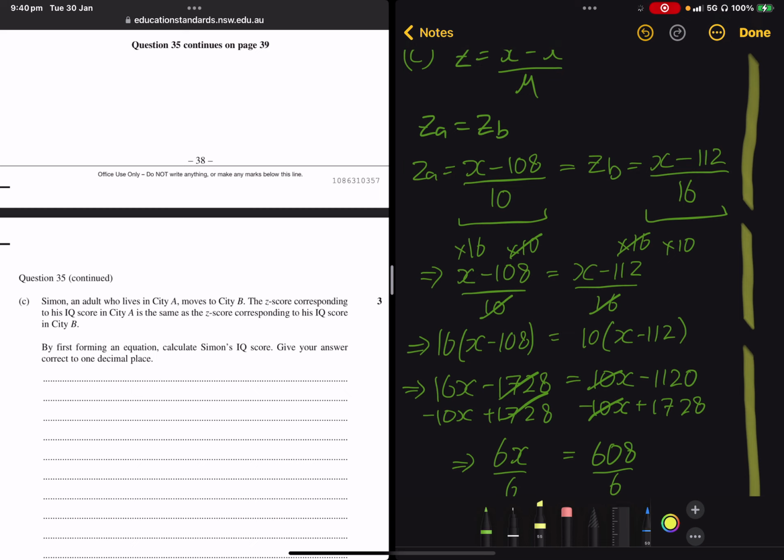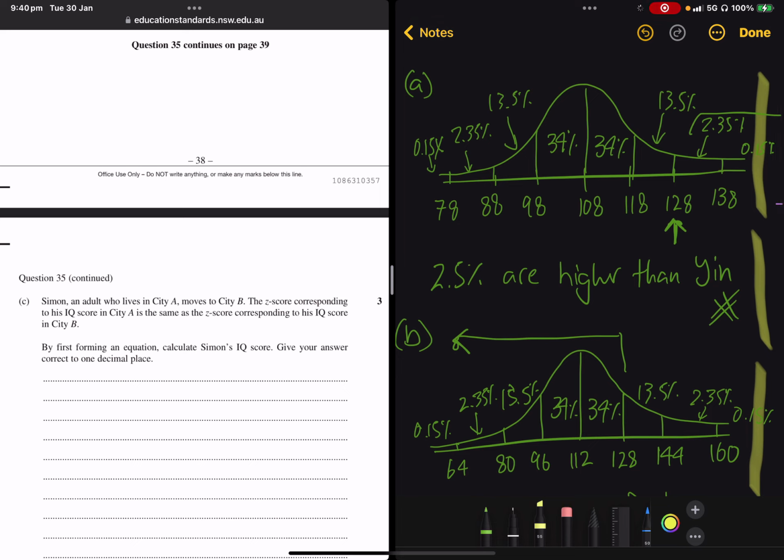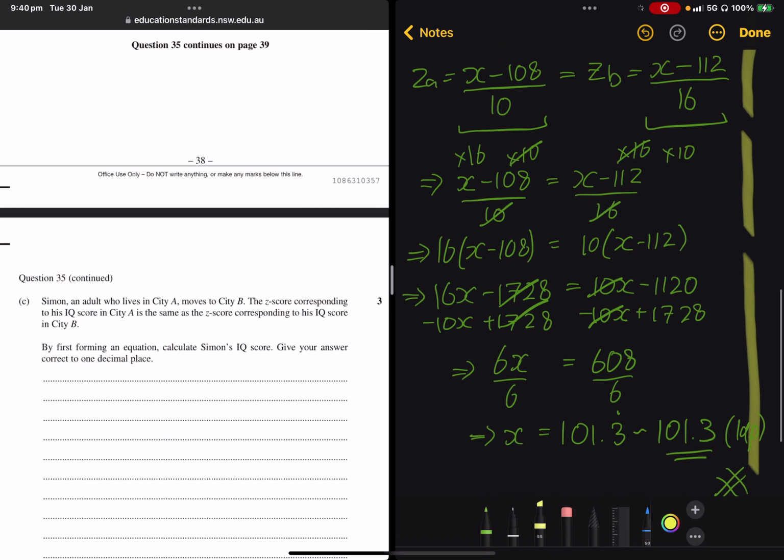This is about IQ. You know from the start of the question that the answer is going to be something like 105 or 100 because you can see from the two graphs that in order for the z-scores to be similar, they need to be just a little bit below the average, right? So you can just tell that by looking at them. So you can tell that it's going to be roughly that. When you go through this, as long as you're careful with your working, you won't really run into any problems.